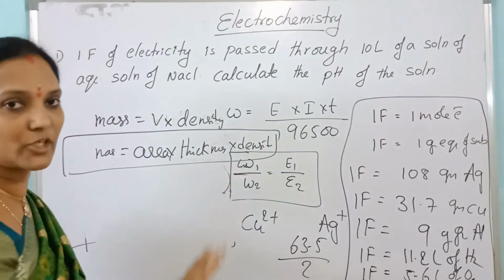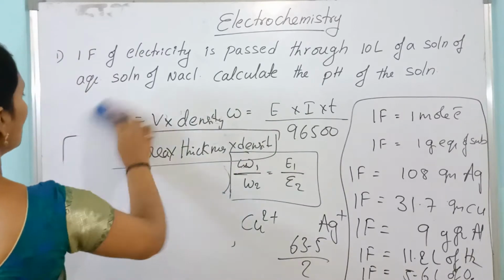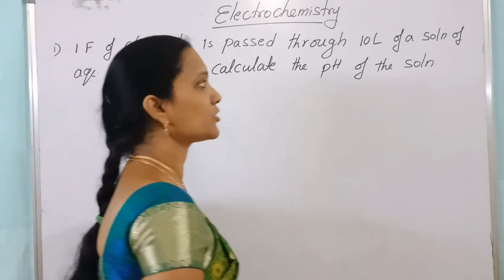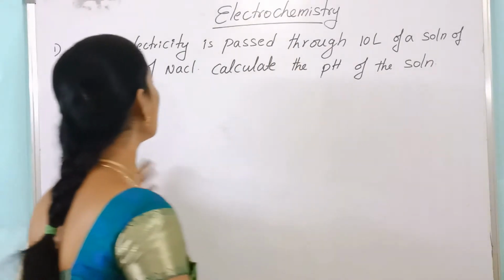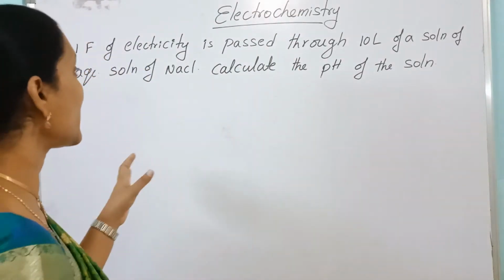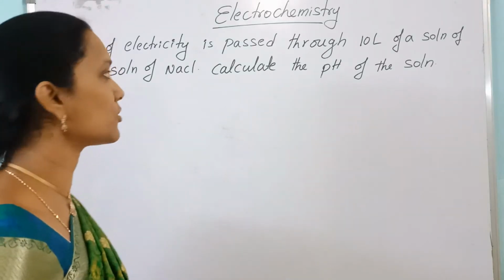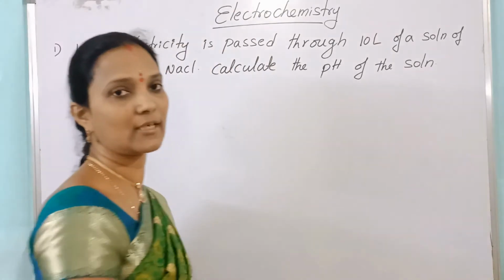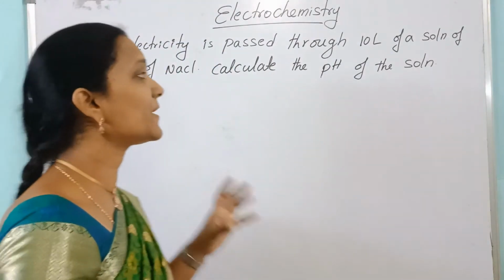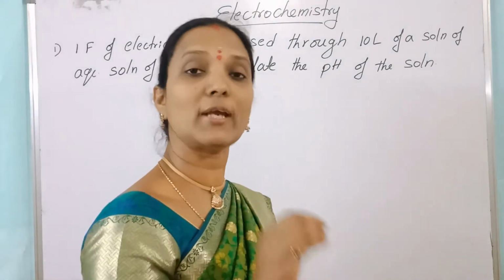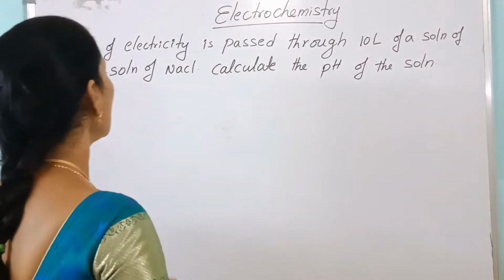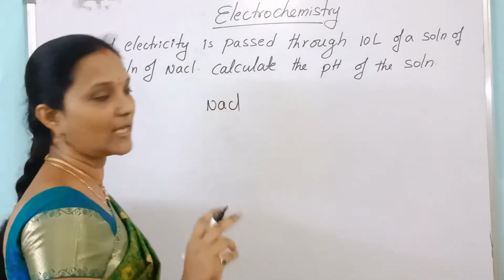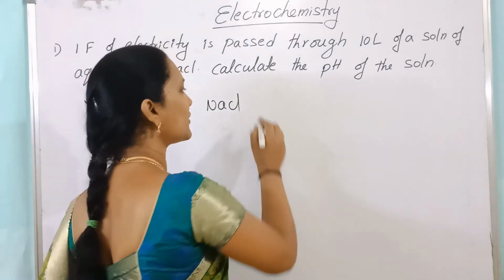These are the different relations. Now the first problem. 1 Faraday of electricity is passed through 10 liters of aqueous solution of NaCl. Calculate the pH of the solution. The pH calculation is related to electrolysis. Here it is aqueous NaCl solution, not fused.